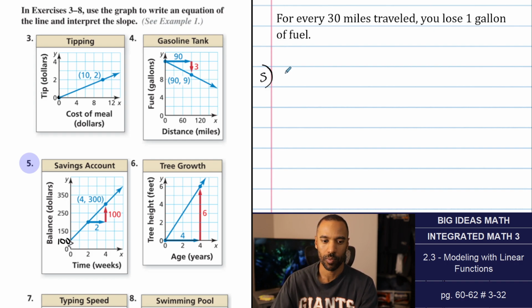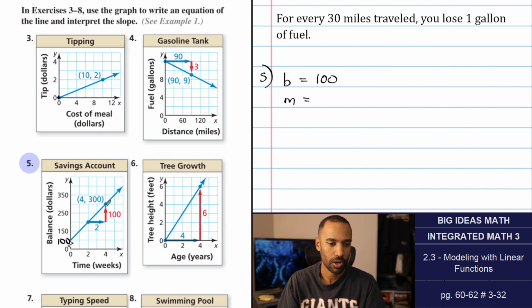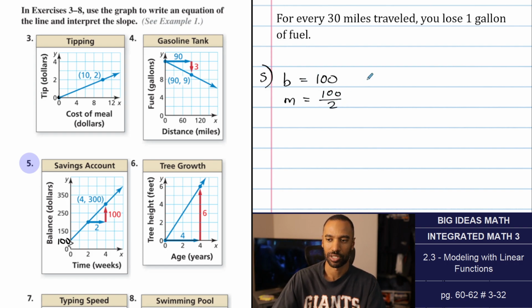If I can use y-intercept, I will. So in this case, the y-intercept is 100, and the slope is our rise over run of this thing. We're rising 100, and we're running 2. Now, they did give us a point on the graph as well. I'm not intent on actually using point slope form if I don't have to.